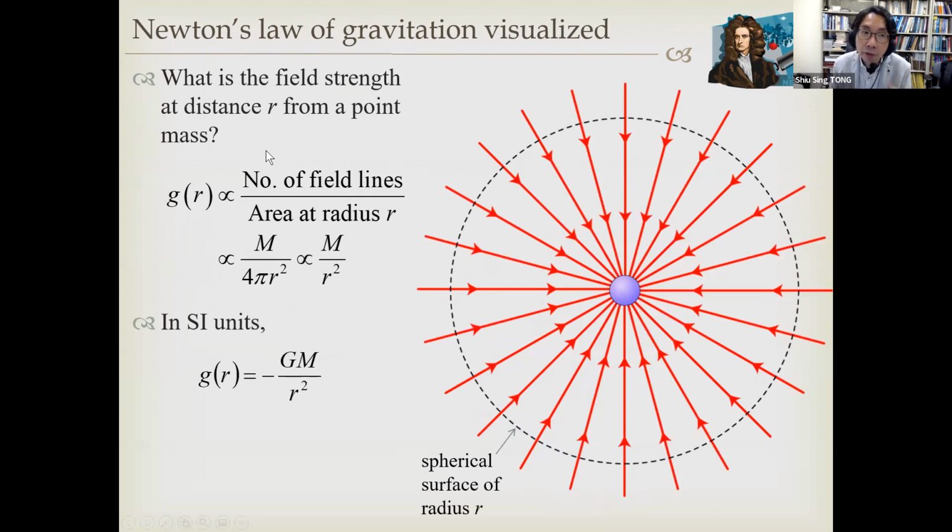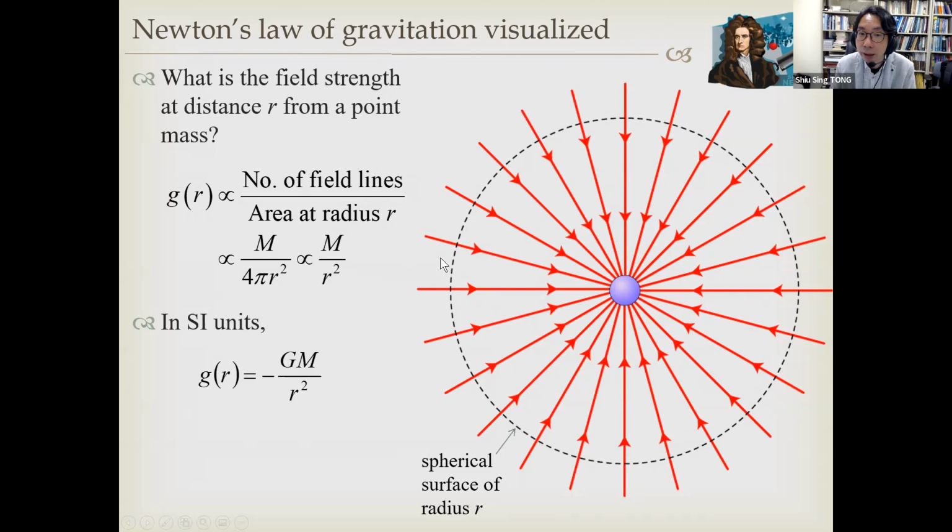Now we can actually derive, so-called derive, not exactly derive, but we can have a heuristic understanding of why the gravitational field strength is inversely proportional to 1/r squared. Essentially the gravitational force is proportional to 1/r squared. So let's understand why from the point of view of the field lines. Now we consider a distance small r from the point mass. At this distance, I draw a large sphere, a large spherical shell centered at the point mass.